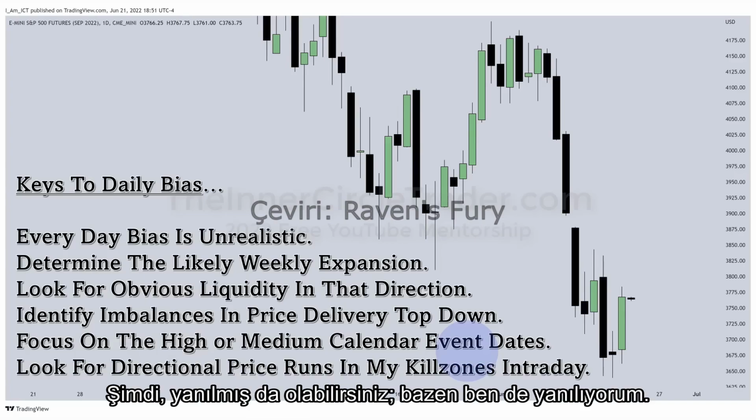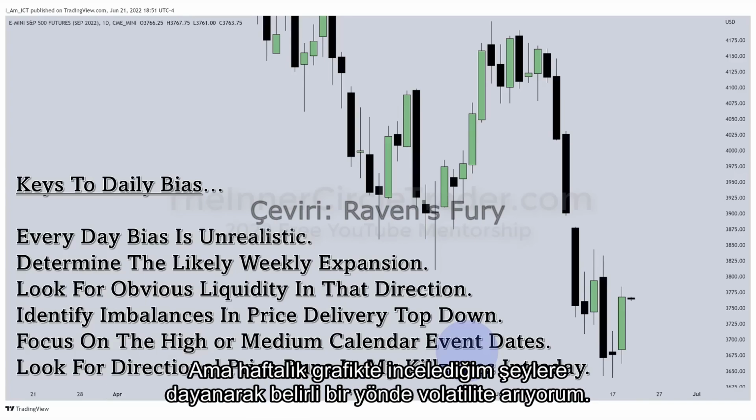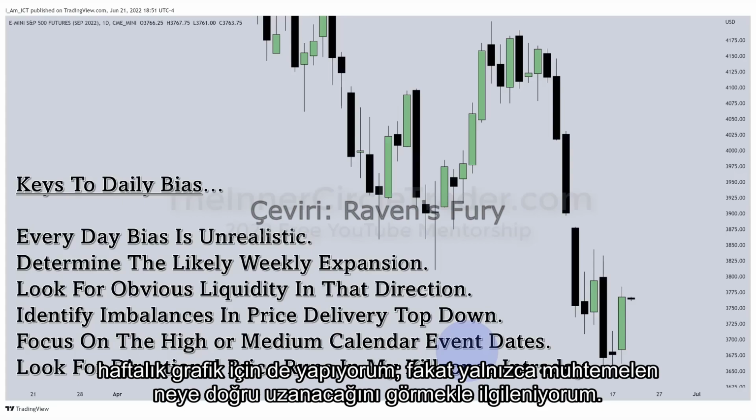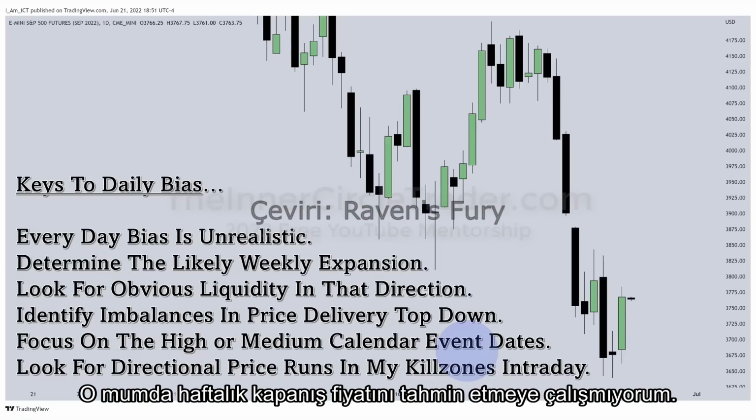Now, you might be wrong, because sometimes I get it wrong. But I'm looking for some volatility in a direction based on what I'm studying on a weekly chart. So this is a daily chart shown on this slide here. The same thing I would be doing to determine where the daily chart's going, I'm trying to do that with a weekly chart. But I'm only interested in seeing what it's likely to reach for. I'm not trying to predict the weekly closing price on that candlestick.